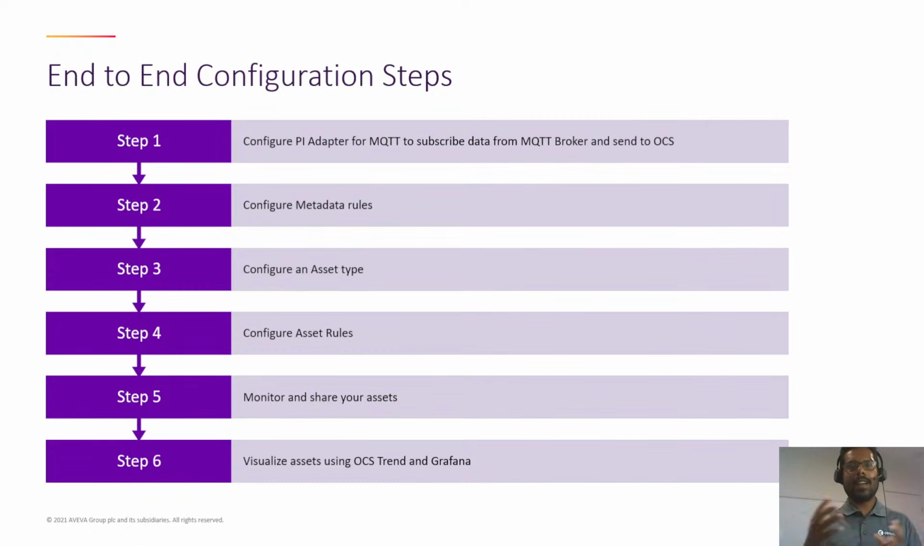Once we got the streams created, we went ahead to configure the metadata rules. We configured an asset type as step 3. We configured asset rules to automate the creation of assets. And we also saw how we can monitor and share your assets simply as a URL to the various stakeholders of your organization. Finally, we also saw how we can visualize your assets using OCS Trend as well as using Grafana.